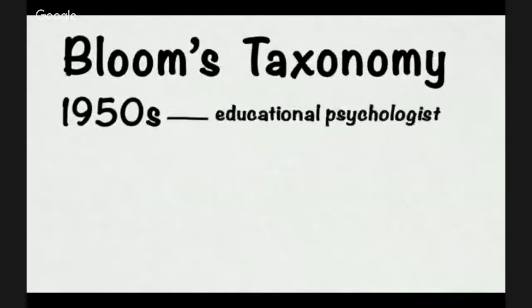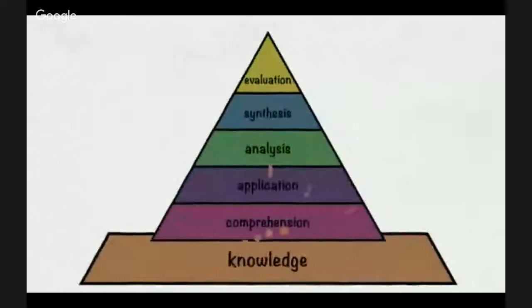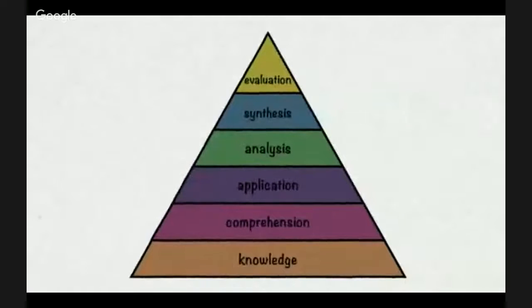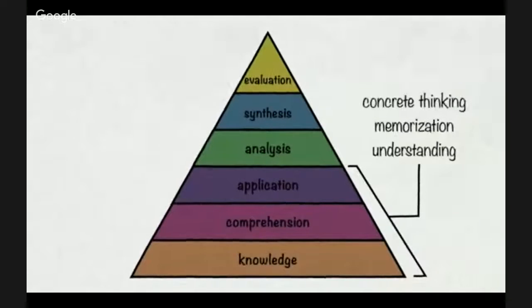Let's take a step back. Bloom's taxonomy was created in the 1950s by educational psychologist Benjamin Bloom and his colleagues. The 3 lower levels, knowledge, comprehension, and application, are more basic levels of cognition, also called lower order thinking skills. This would include concrete thinking, memorization, and understanding.